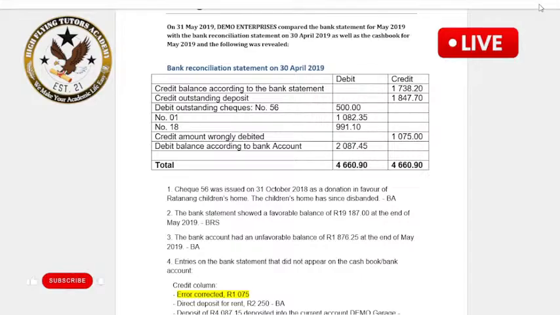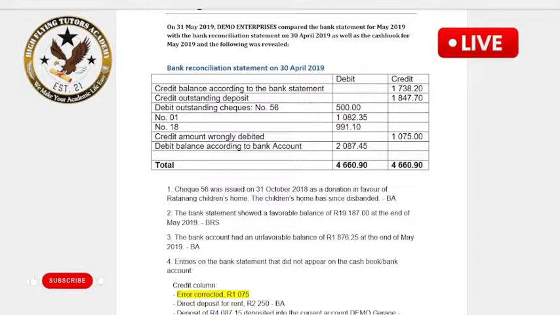check 56 was issued on the 31st of October 2018 as a donation in favor of Radanang Children's Home. The children's home has since disbanded, so this check must be reversed. It means we made a payment, but we found that the people we are donating to are no longer existing, so that check must be received back by the company. So we go to the answer sheet right there.